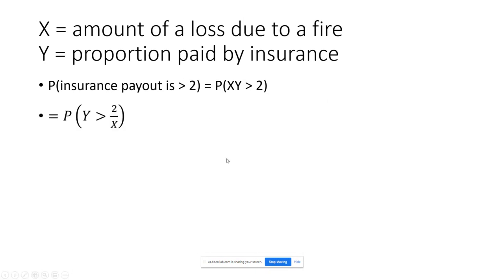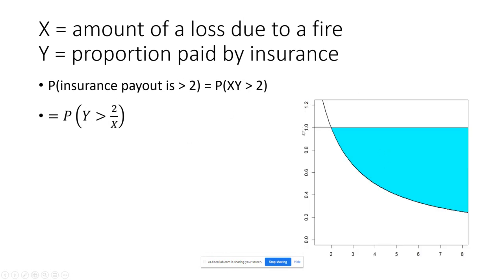And we can rearrange that into the probability that y is greater than 2 over x. I often find it helpful to separate y on one side of the inequality, because thinking back to high school, it's easier to think about lines and curves as y being a function of x. So then we can sketch the curve y equals 2 over x.